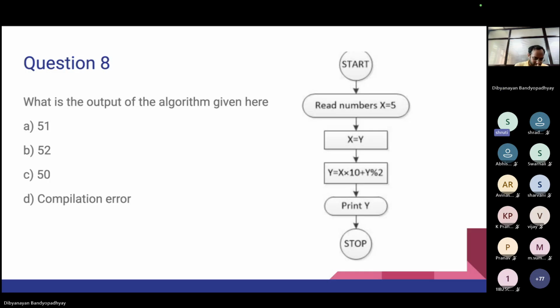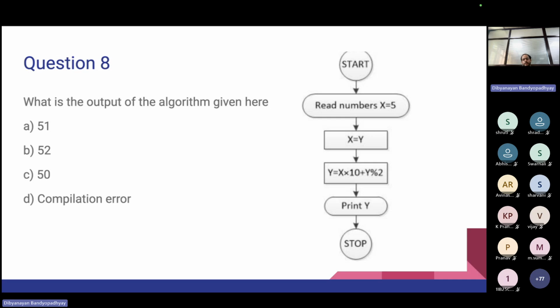I said compilation error because first we'll start and then read number x equals to 5. Second step, the value of x was changed to x equals to y. Now the value of x will be equal to y, which we haven't defined yet. In the next step, the value of y was stated as y equals to x, so it will be y equals to y. The value of x wasn't defined. So until and unless we know the value of y, how will we multiply and solve it? Yes, that is correct actually.